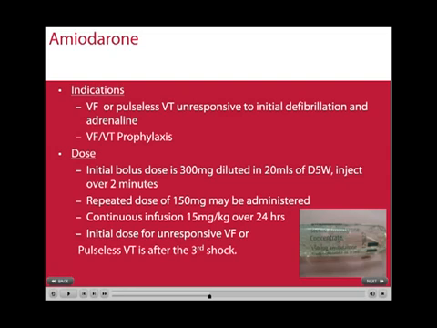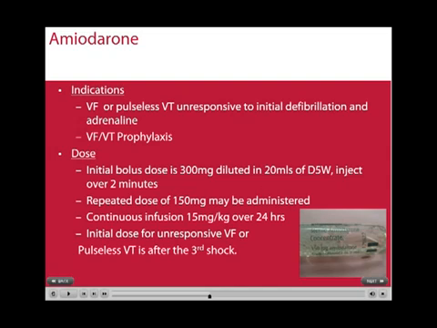The indications, as mentioned earlier, for amiodarone are for VF or pulseless VT, unresponsive to initial defibrillations and adrenaline. The initial bolus dose is 300 mg diluted in 20 ml of 5% glucose, which is then injected over a 2-minute period. If it seems to be helping, repeated doses of 150 mg may be administered, and a continuous infusion of 15 mg a kilogram over 24 hours can be started.